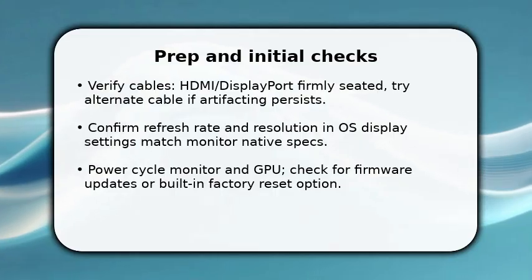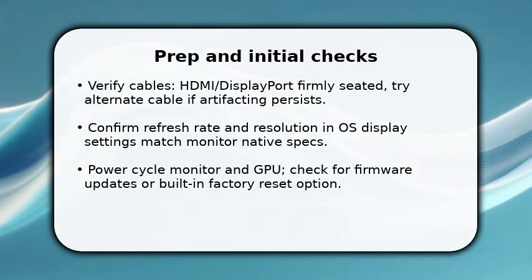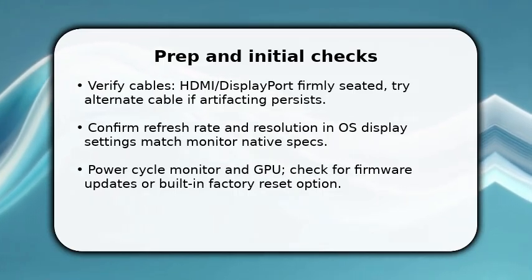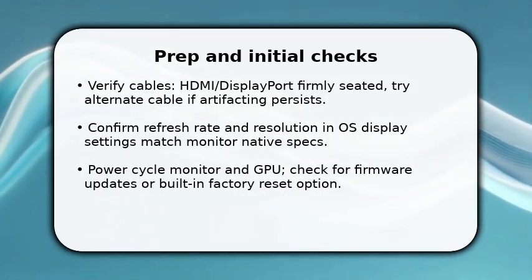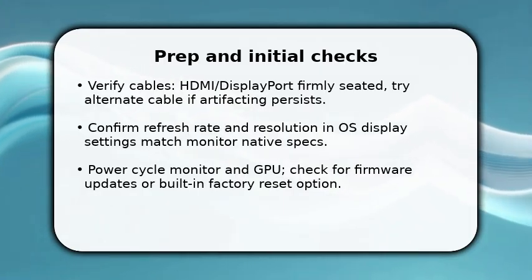You start by confirming the basics that actually affect image quality. Check HDMI or DisplayPort connections and swap the cable if you see artifacts. Then open your display settings and set the native resolution and refresh rate. This prevents scaling blur and stuttering.